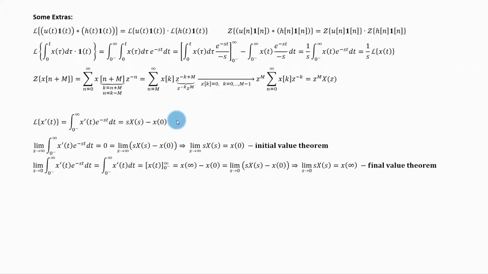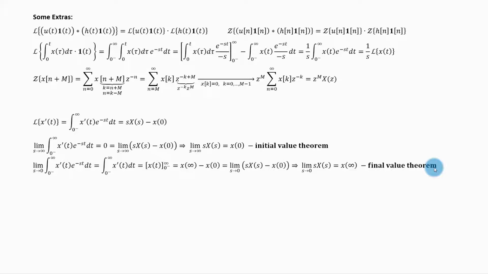Now let's take a look at what happens when I take this expression and take a limit with s going to 0. On the left hand side I will have this. If s goes to 0, this exponential will be 1 and this integral will become this one, which is this. This means the limit of your signal when time goes to infinity. Now on the right hand side I have this limit. If these two things are equal, I get this. This formula is called the final value theorem.